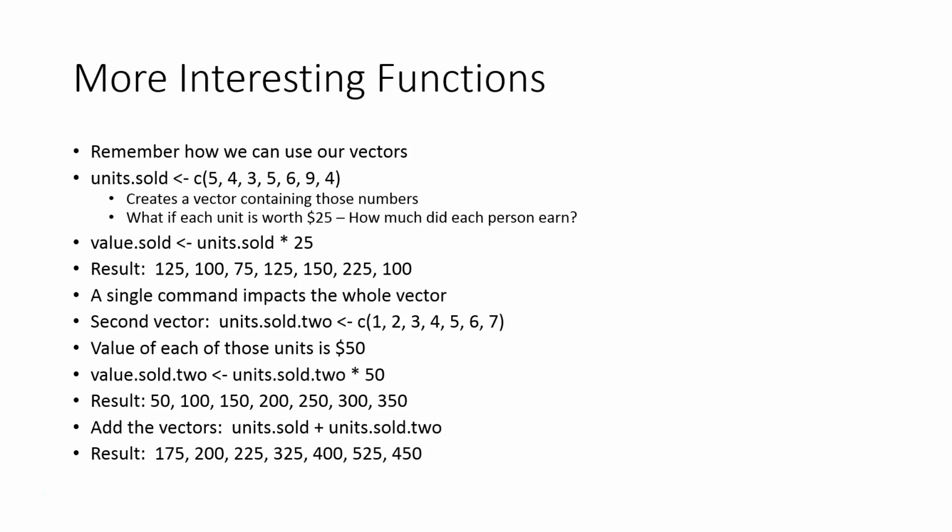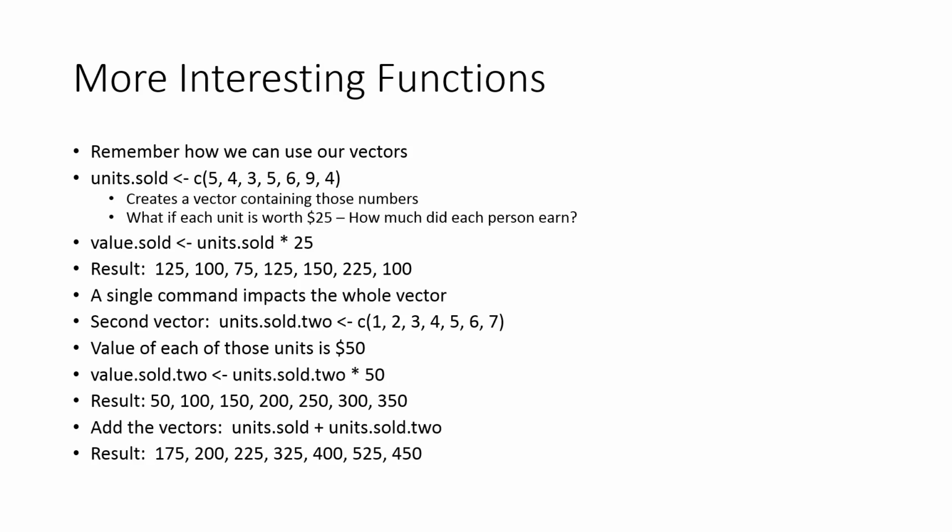So value sold, as a new vector, is going to be equal to units sold, our previous vector, times 25. And once again, we can take advantage of the fact that we can do multiple cycles through a vector in a single command. And the result is what it shows there, 125, 175, and so on. So again, a single command can impact the entire vector.